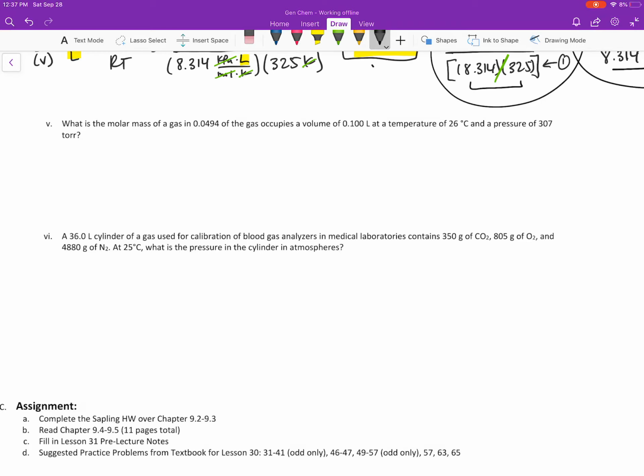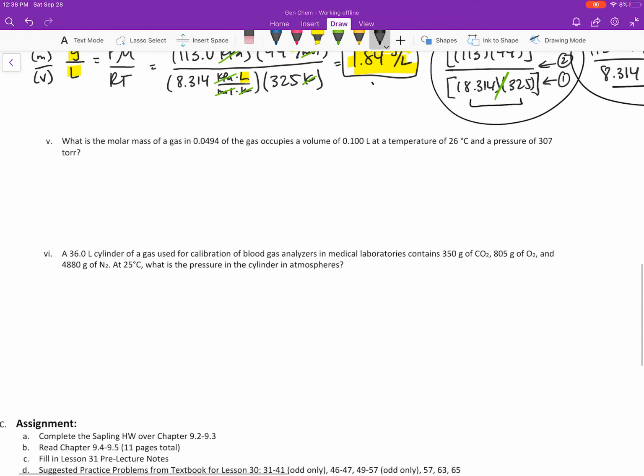All right, 2 more problems. Okay, these are all going to be kind of different versions. The nice thing is that Sapling Homework is going to have you do quite a few of these. So by the end of this lesson, and hopefully Sapling Homework, you will be well versed.